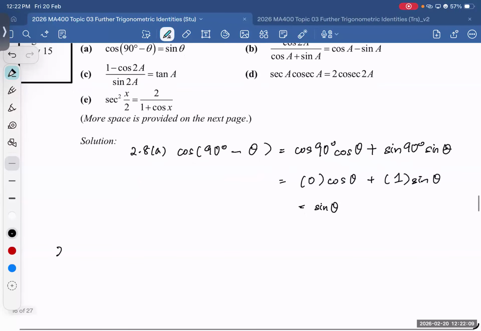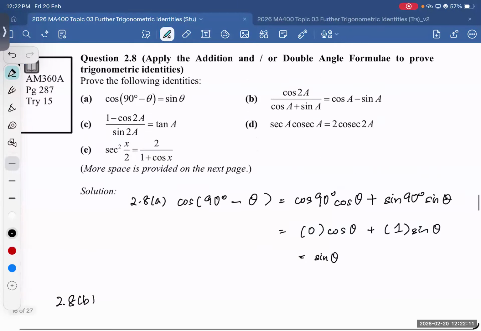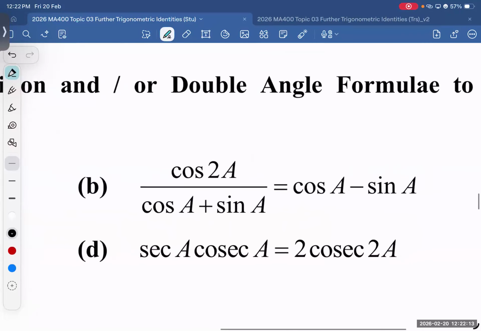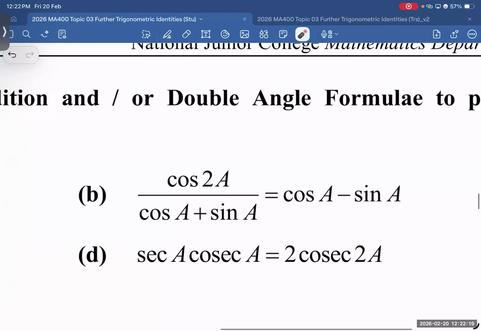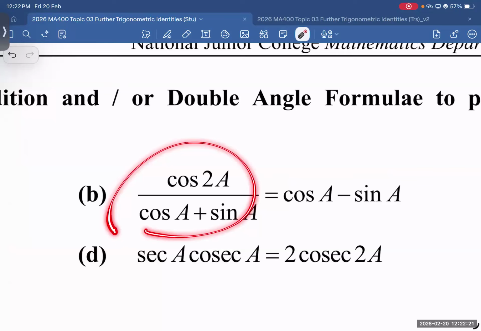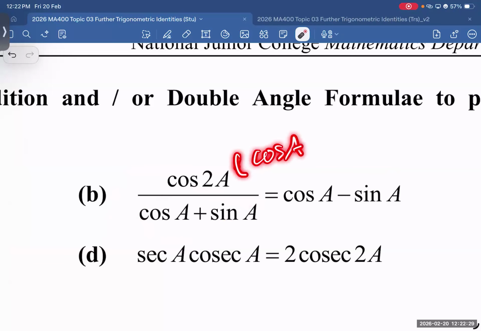Now I look at 2.8b, right? Naturally, you look at this, right? It's so tempting. I will probably start on the left hand side. Left hand side looks so tempting to do, right? But I see that there's a fraction becomes a one-liner. So it means that likelihood here there is going to be a cos A plus sine A that I can cancel off.